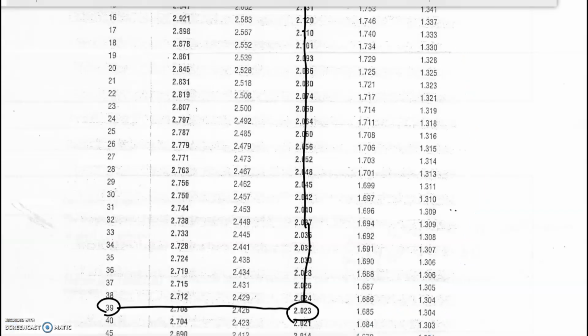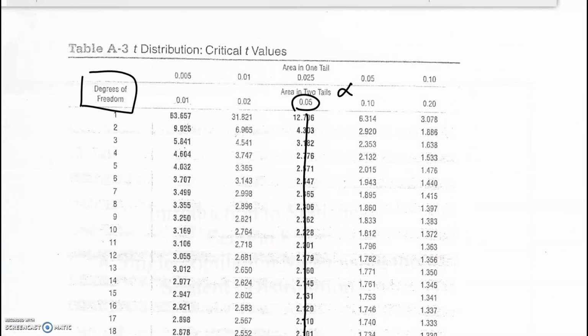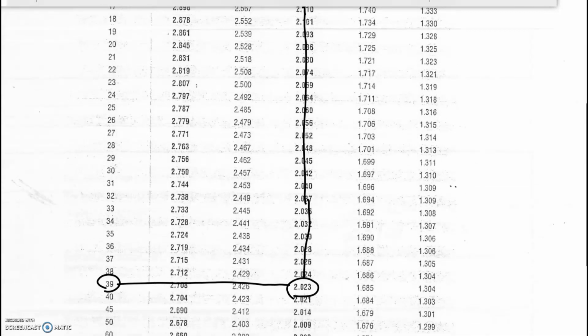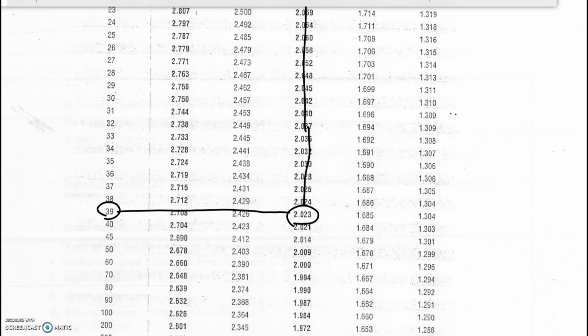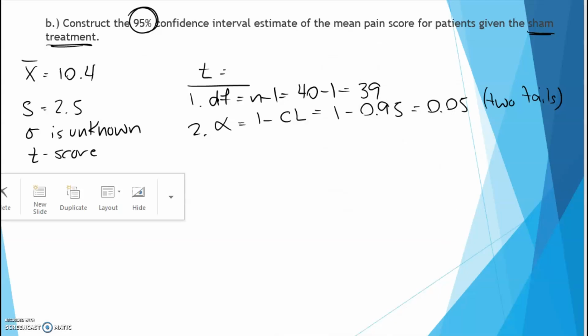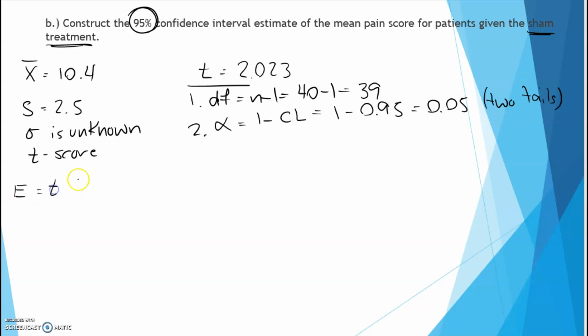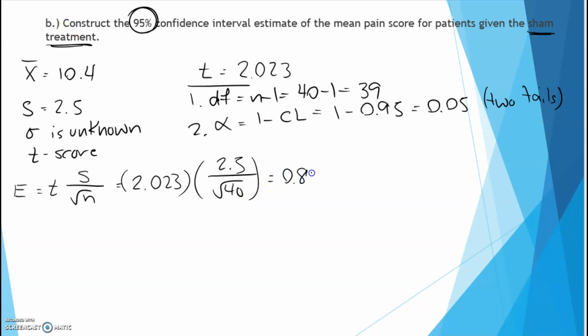So we go back to our t-score chart, and we'll find the same thing. Okay, area in two tails, which is alpha. 0.05 will be in this column right here. We'll go over here and find our degrees of freedom of 39. Where they intersect, well, that is 2.023, just like the last problem. Now I can find my margin of error, which is a t-score times S divided by the square root of n. So 2.023 times 2.5 divided by the square root of 40. And this will give me 0.800.